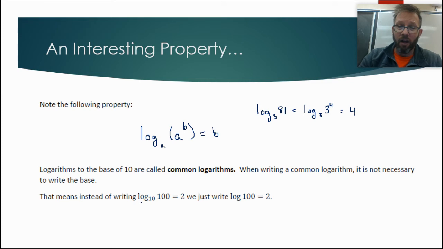So instead of writing log base 10 of 100 equals 2, and again, we know that means 10 squared because it's 100. We know how to interpret that. We don't write the base 10. You just write log 100 equals 2. So if you are doing problems or come across anything and you just see log with no base, you just automatically connect the dots. It's log base 10.